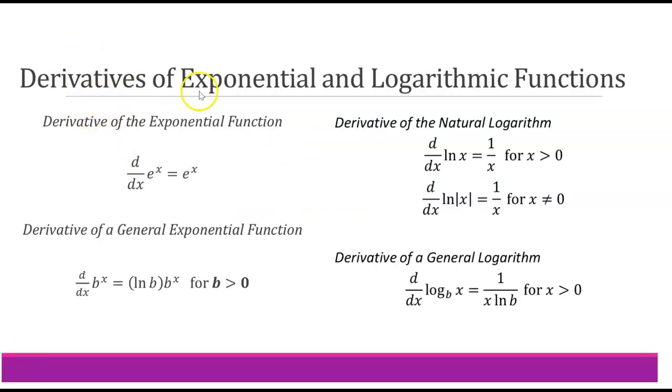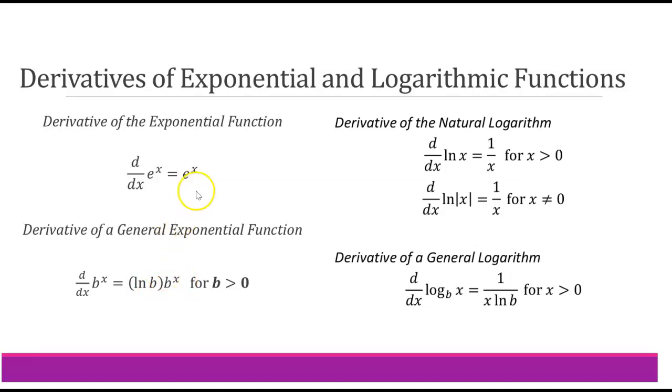And here we have the derivatives of exponential and logarithmic functions. So over off to the left, the derivative with respect to x of e to the x is e to the x. But let's generalize this. So let's say we want to know the derivative of a general exponential function, which looks like the derivative with respect to x of b to the x, where let's remember that the base has to be positive. In that case, the derivative is natural log of the base times b to the x.